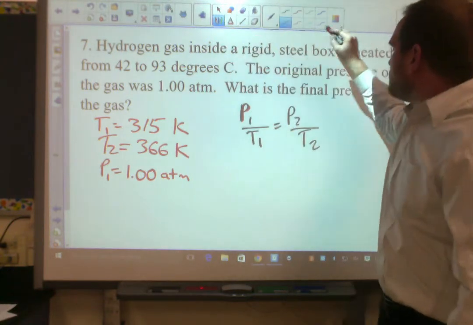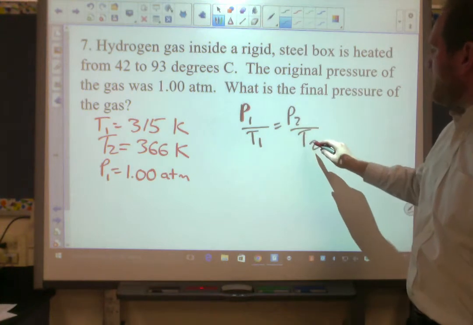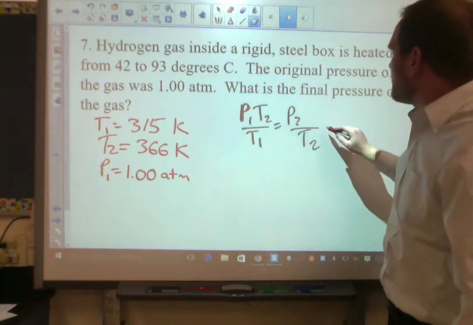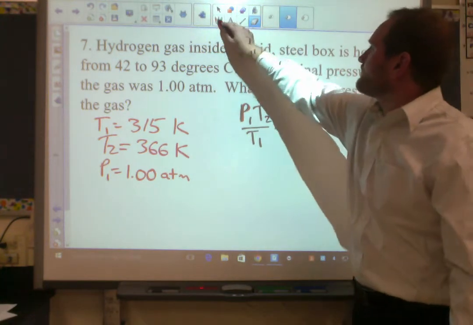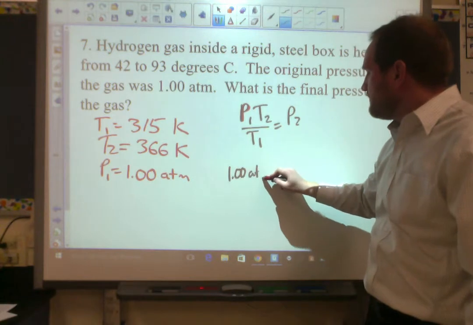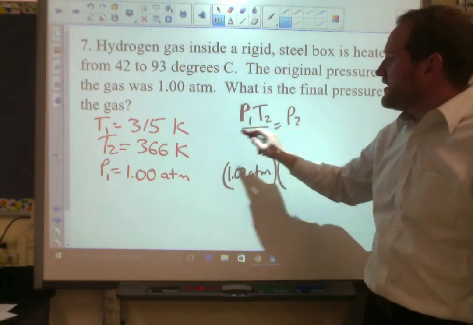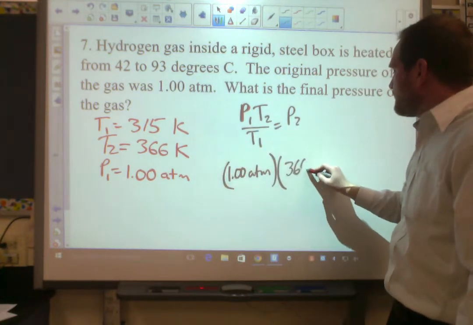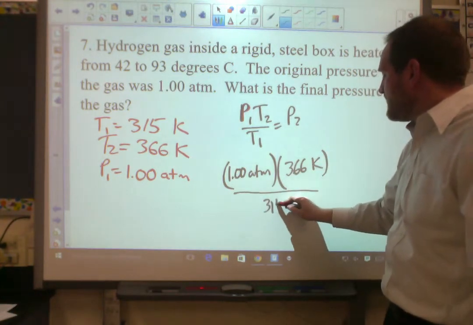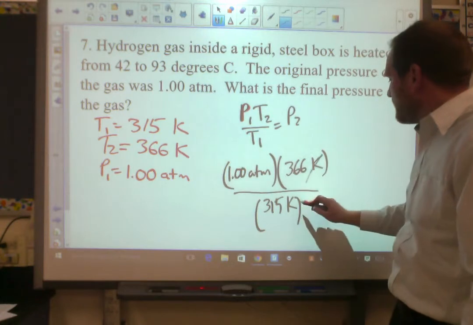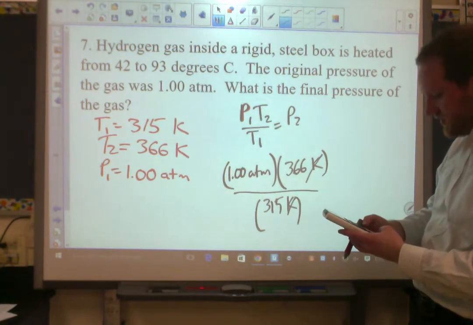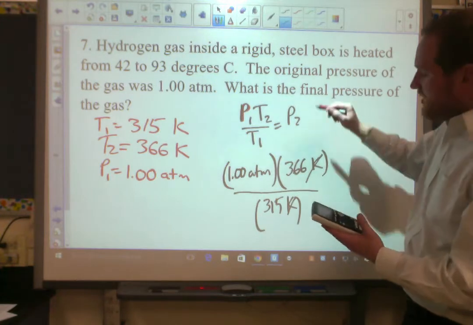So let's get P2 by itself. Easy enough. We just multiply both sides by T2. That's going to reappear up here. And that's my formula. So P2 equals P1, which is 1.00 atm, times T2, which is 366 Kelvin, divided by T1, which is 315 Kelvin. Kelvin cancels Kelvin. We're left with atm, which makes sense. So 366 divided by 315 gives me a final answer.